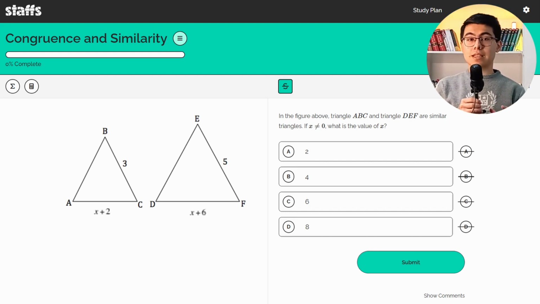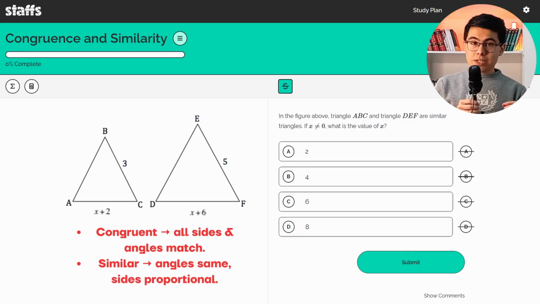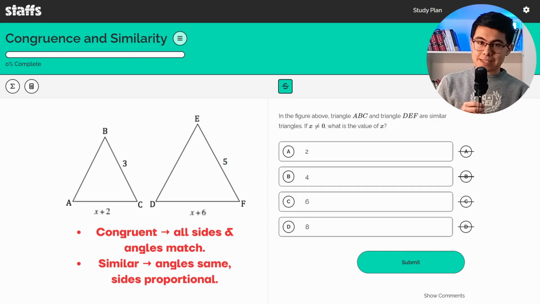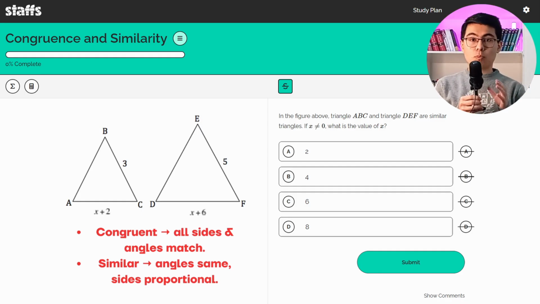So the very first step that we should take is recognizing the type. And there are 2 things that you have to know on the SAT. The first one is, what does congruent mean? So congruent means that all sides and angles match. And similar means that the angles are the same, but sides are proportional.